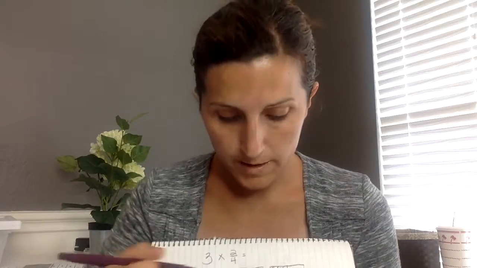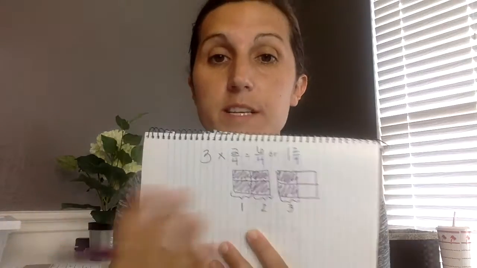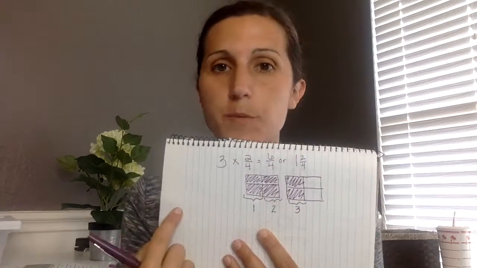That's 1 group. Color in another 2. That's 2 groups. Now I'm going to have to draw another whole because I'm not done. Color in my last group of 2/4. So 1 group, 2 groups, 3 groups. And what do I end up with? 6/4 or 1 2/4. So with this strong foundation, your students should be able to do this.